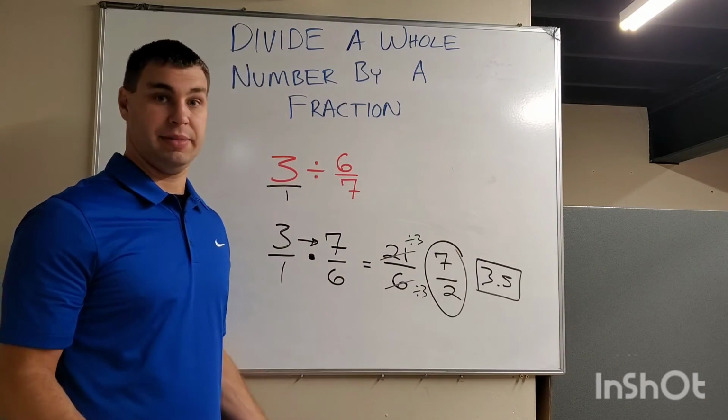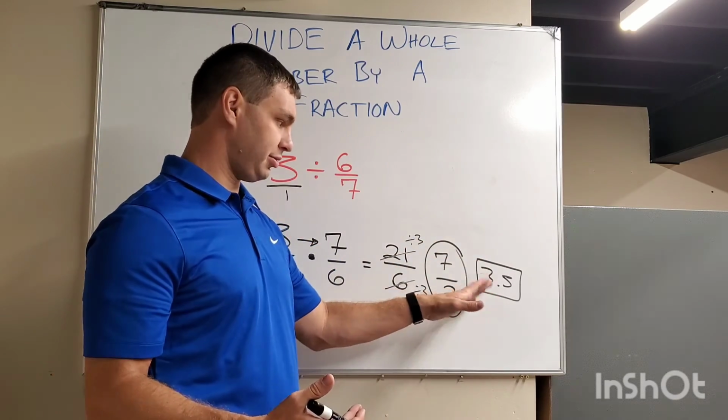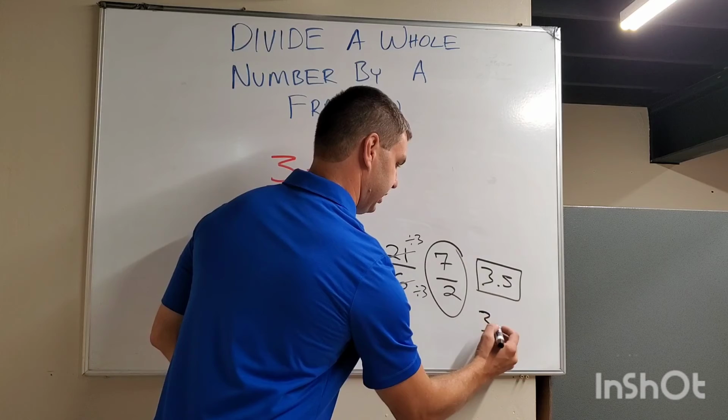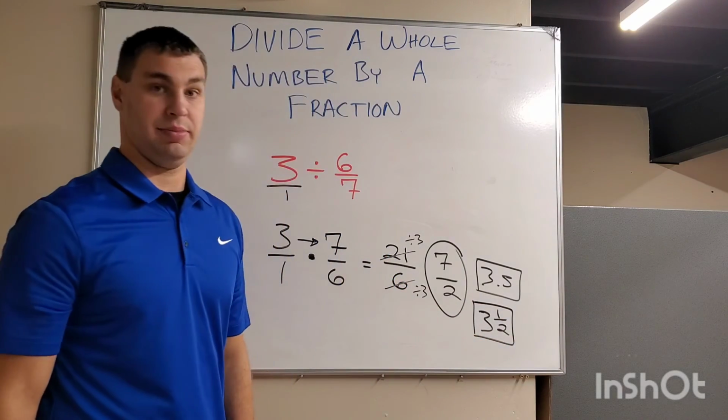Or maybe they want you to write it as a mixed number. I'm not a big fan of those, but again, instead of 3.5, you could say this is 3 and 1 more half, like that, as a mixed number.